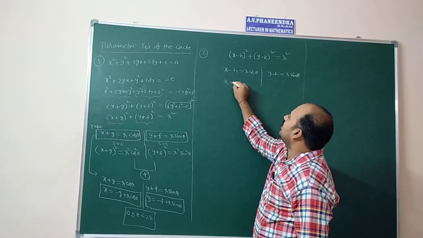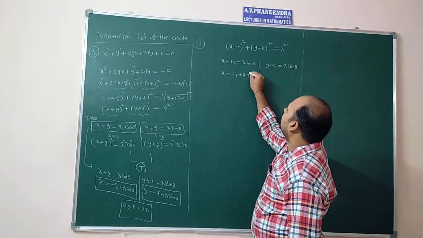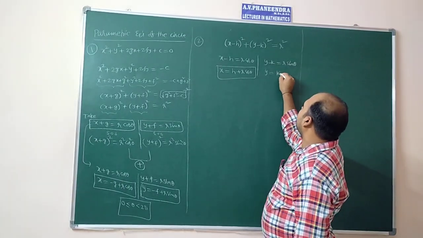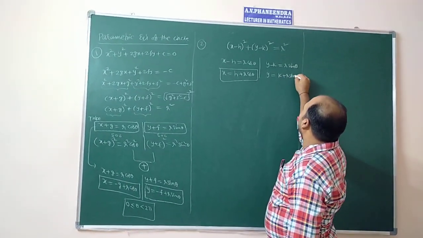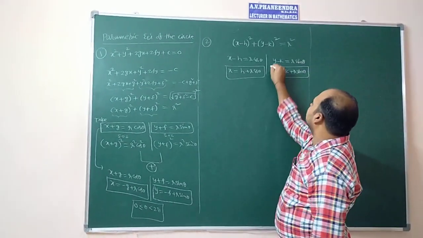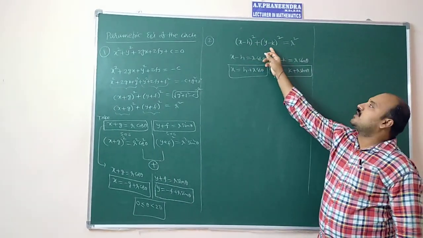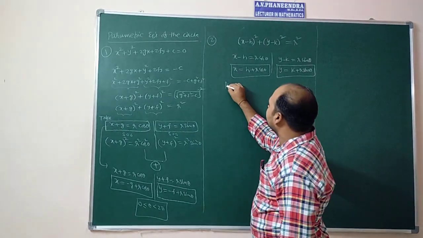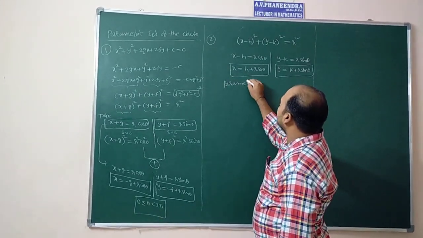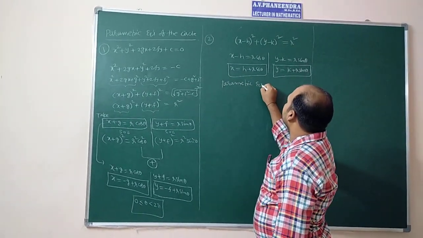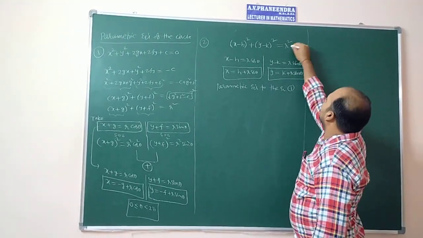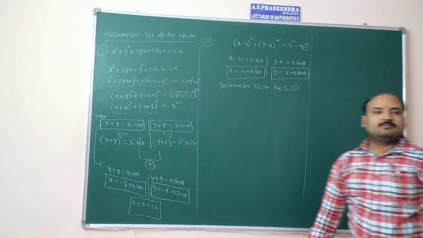So x is equal to h plus r cos theta and y is equal to k plus r sin theta are called parametric equations to the equation of circle with center h comma k and radius r. These are the parametric equations to the equation, if you are assuming this is 1.